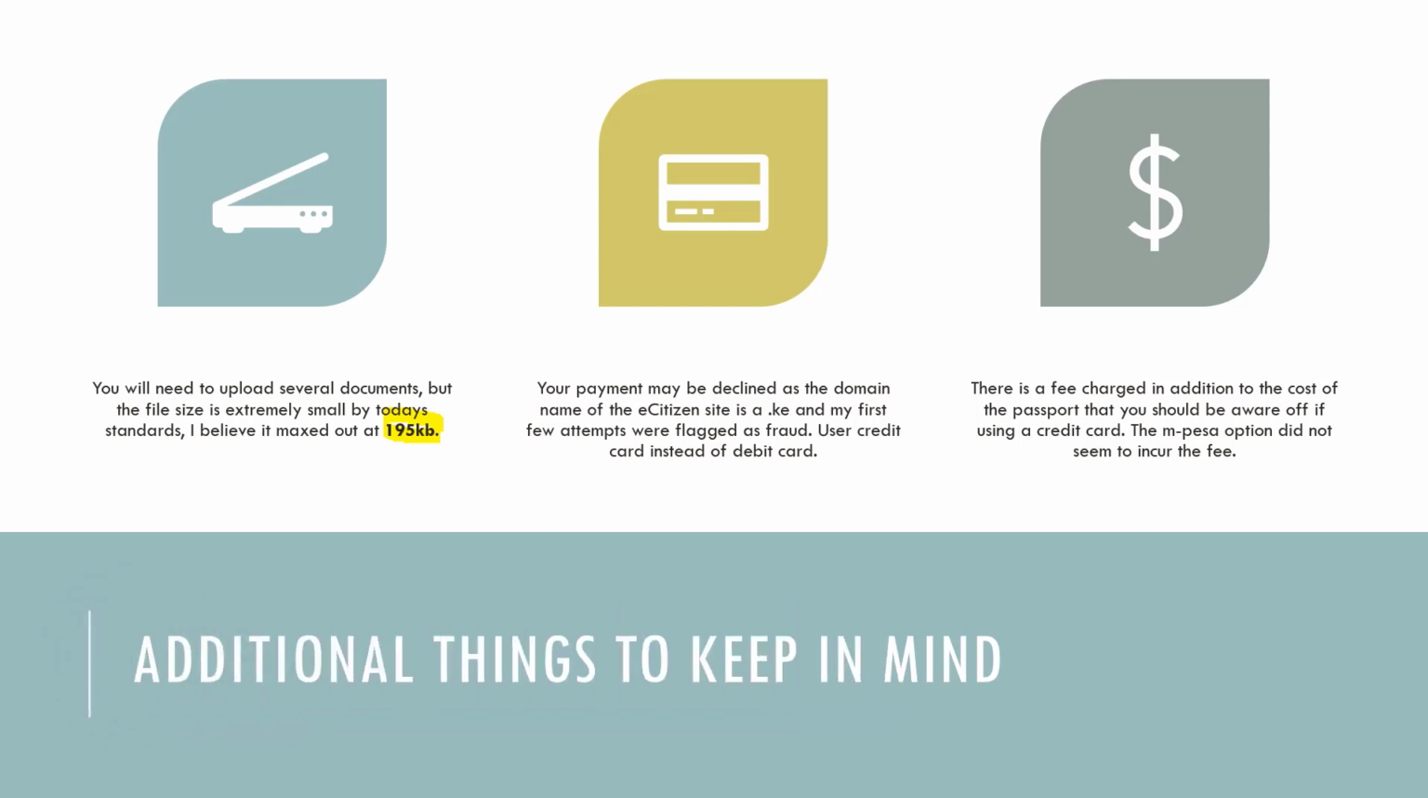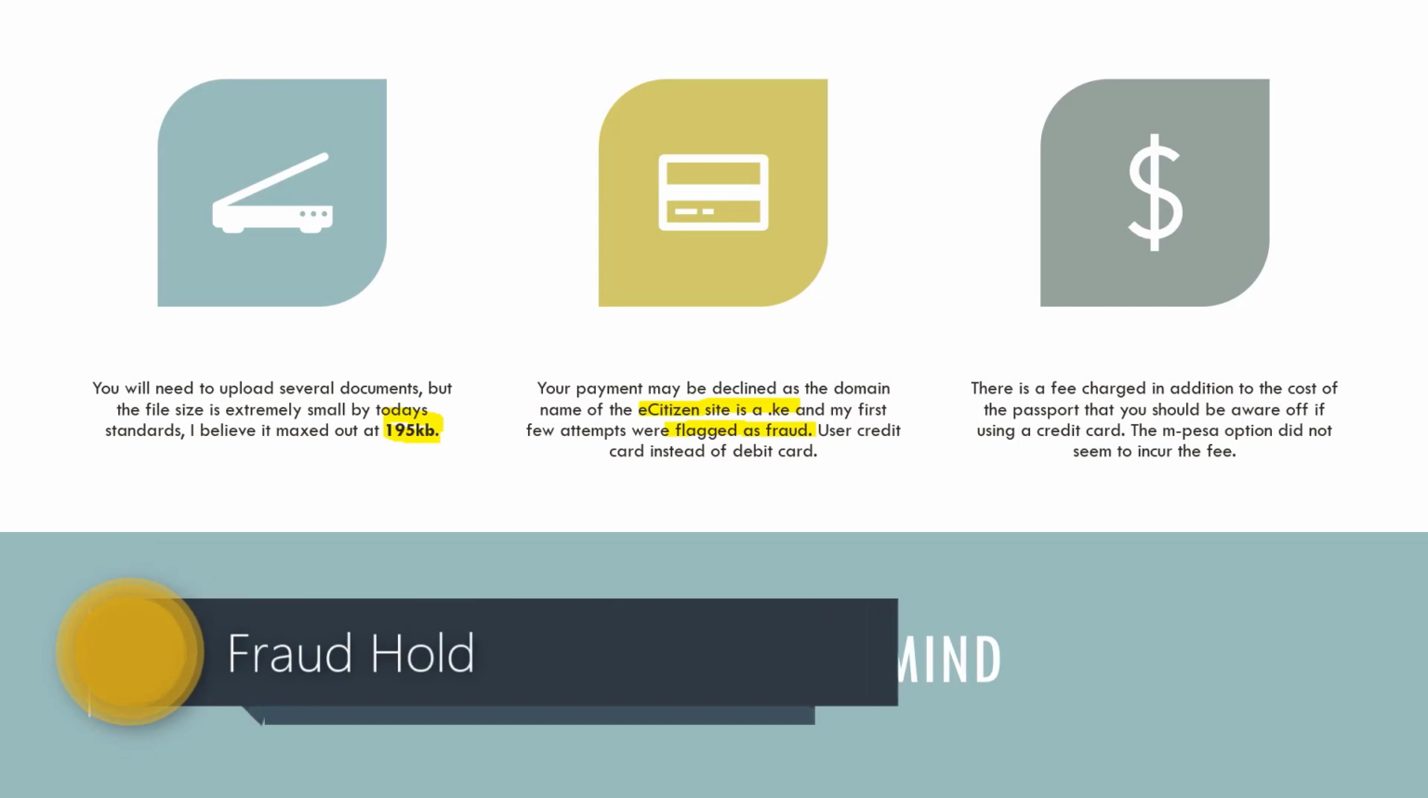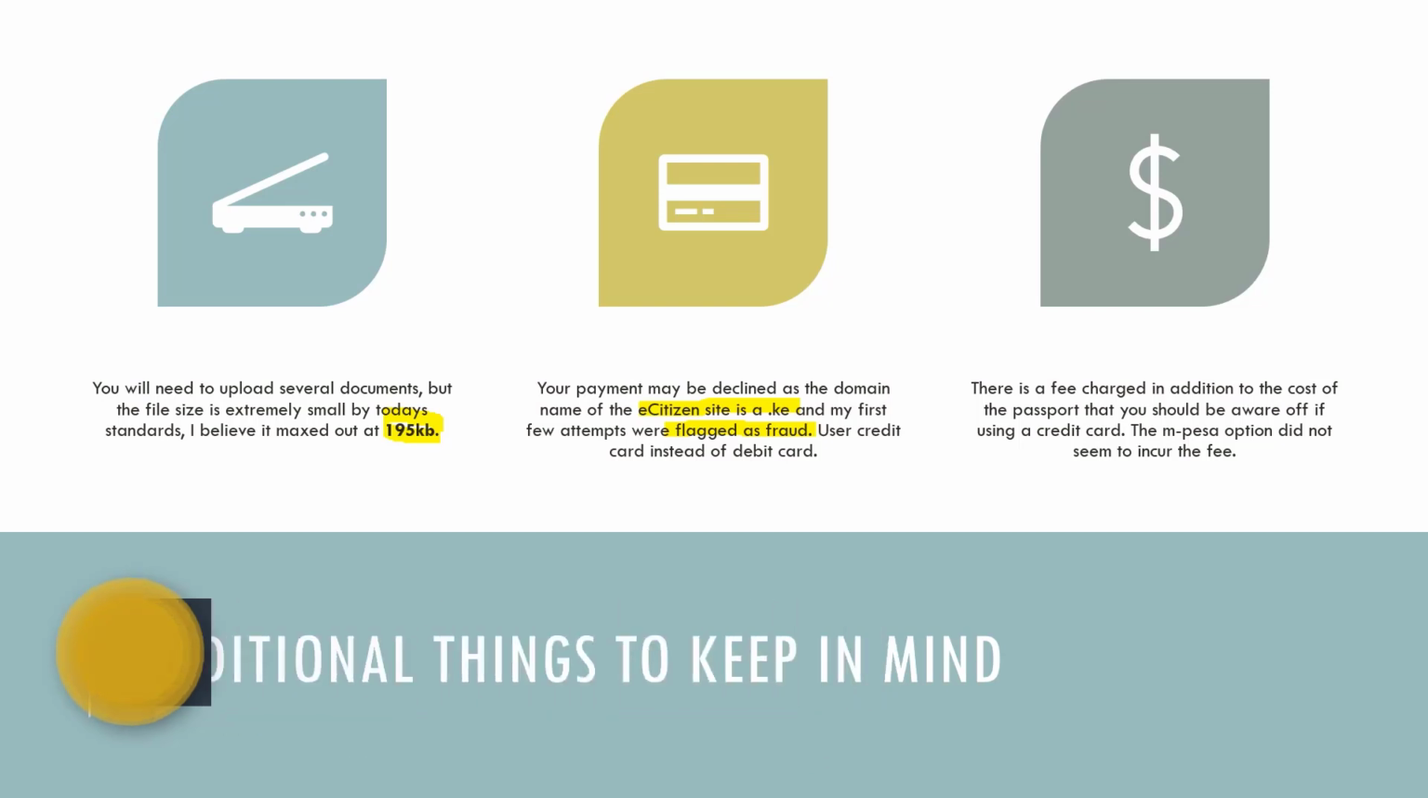Now, if you get through that piece and go to the next step, which is a payment, you have to understand that this eCitizen is a .ke website, so it's a Kenyan domain, and my first few attempts were actually flagged as fraud. So what you may want to do is get your financial services customer service people on the phone and let them know that this payment will be coming through, so that they don't hold up the process.